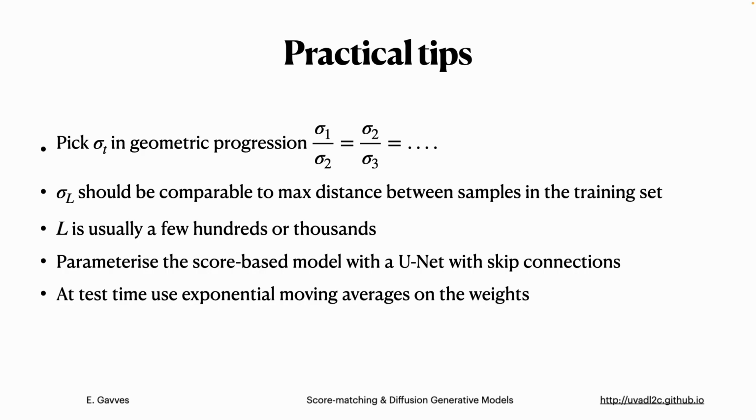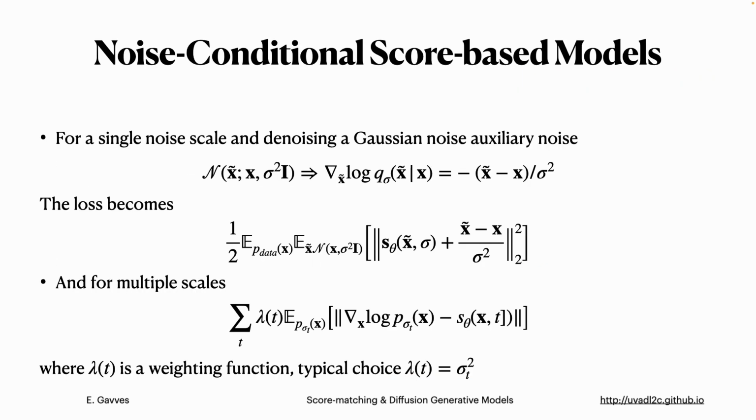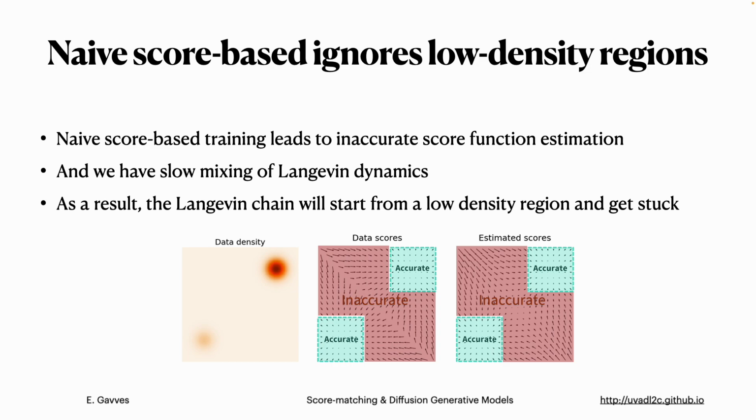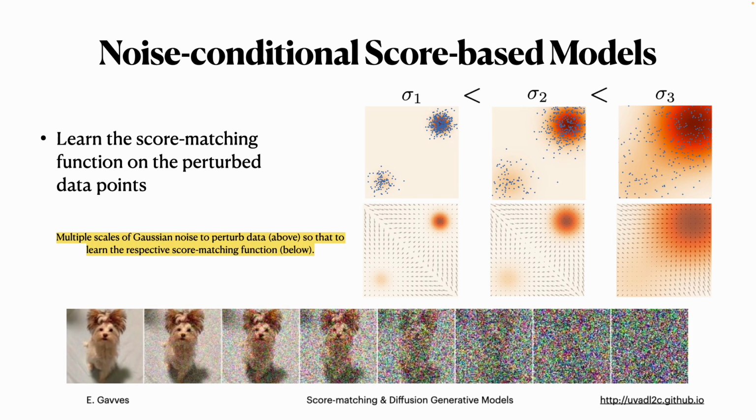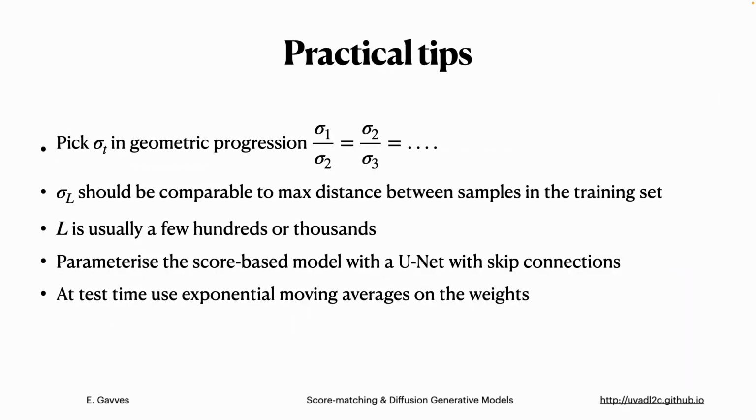So how to pick this noise? A good choice is a geometric progression. Your noise should be comparable to the variance in your training set, so the maximum distance between your samples. Say this is the true data density and you've got a few samples. If you measure the distance between any two samples and compute the maximum, that's a good enough choice, practically.